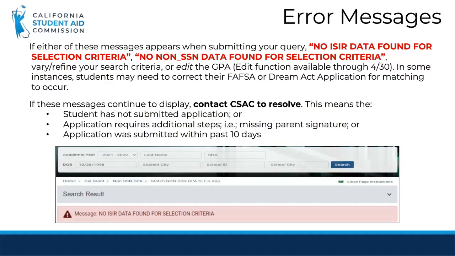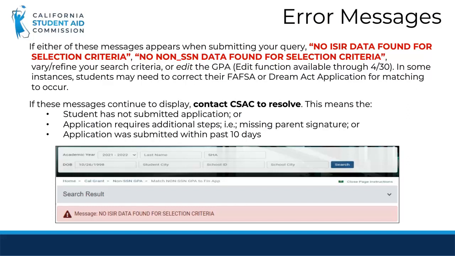There will be times when you receive various error messages that state no ICER data found for the selection criteria, no non-SSN data found for selection criteria, or more than 3 ICER records found. The reasons for these error messages could possibly be that an application was not submitted, or the application requires additional steps such as a missing parent signature, the application was submitted within the last 10 days and has not yet loaded into our system, or the match was attempted before editing the GPA.